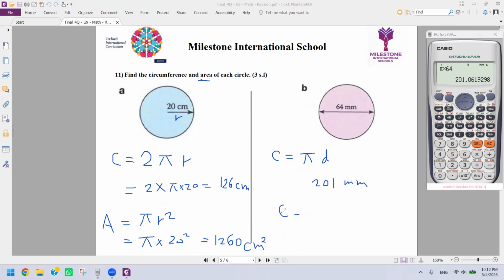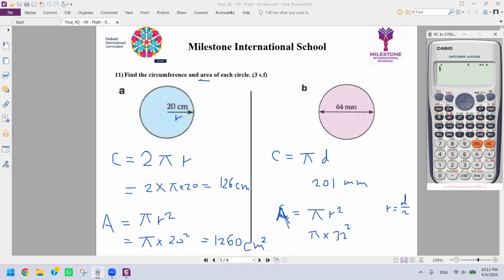Now we need to find the area. What's the formula of the area? The same thing doesn't change. Pi r squared. Okay, but here I don't know r. I know the diameter, d. How do I find r? We said r is d over 2, which means 64 over 2. It's half of it, basically. So it's pi times, what's half of 64? It's 32.